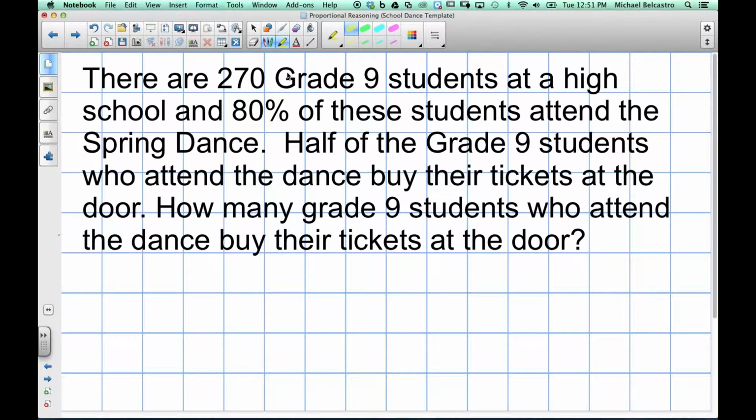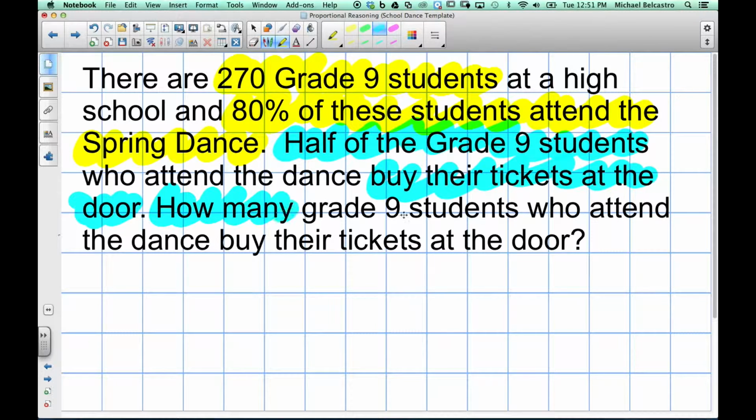So this is kind of like a two-part question. Let's highlight our first part. There are 270 grade 9 students, and 80% of these students attend the spring dance. So most of that is important information. Part 2. Half of the grade 9 students who attend the dance buy their tickets at the door. And the question asks us how many grade 9 students who attend the dance buy tickets at the door. So we have our part 1 and part 2, and we're going to essentially have to set up almost two parts of this question.